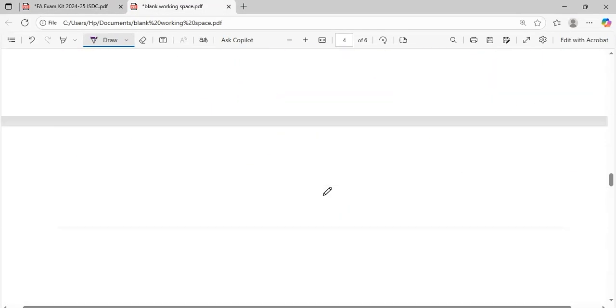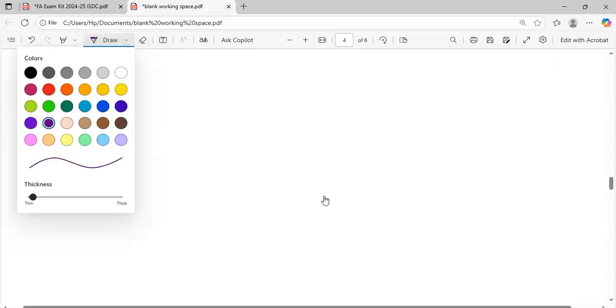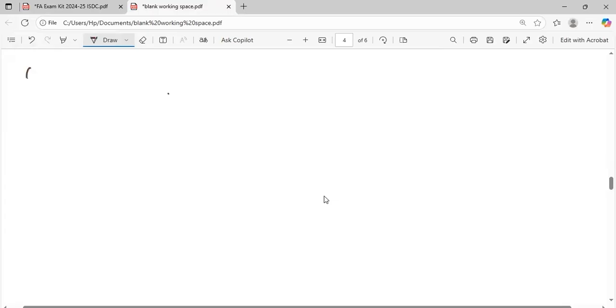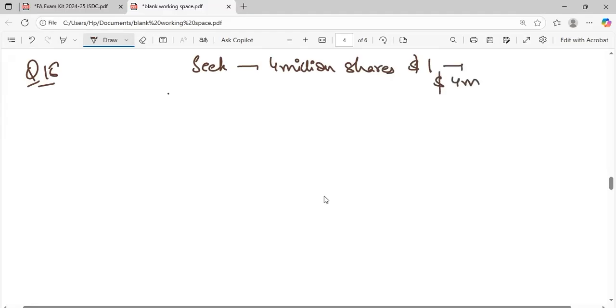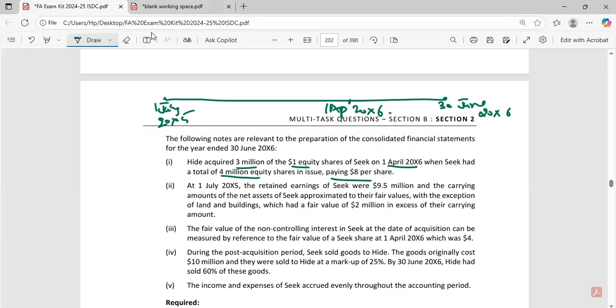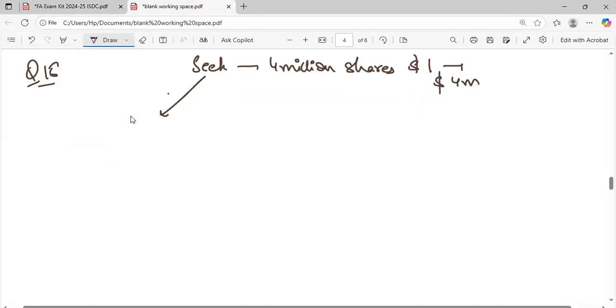Now, understand what's happening over here. We are doing question number 15. The SEEK company has a total of 4 million shares of $1 each, which means that share capital is $4 million only. Hyde company has acquired 3 million shares. It means that the remaining 1 million belongs to NCI. Out of the total 4 million shares, 3 million have been acquired by Hyde, so the remaining 1 million is held by NCI.